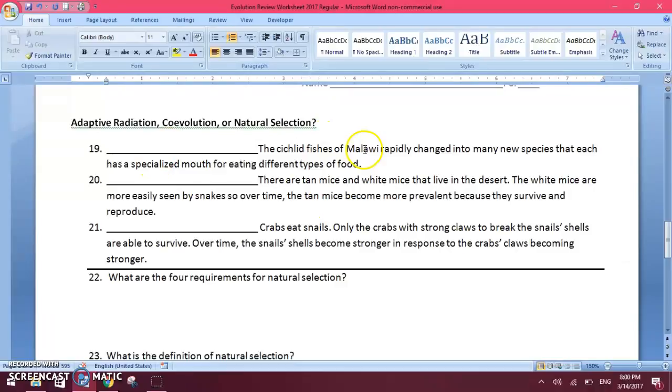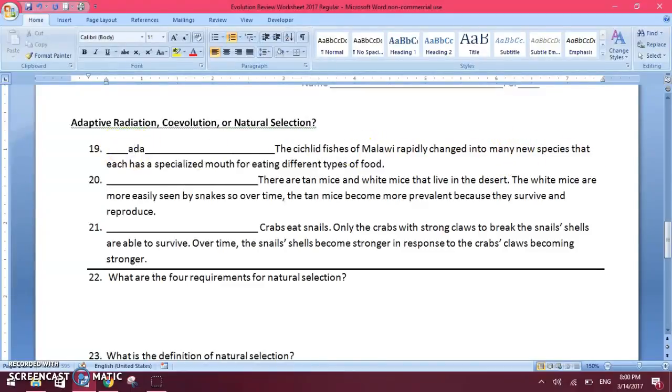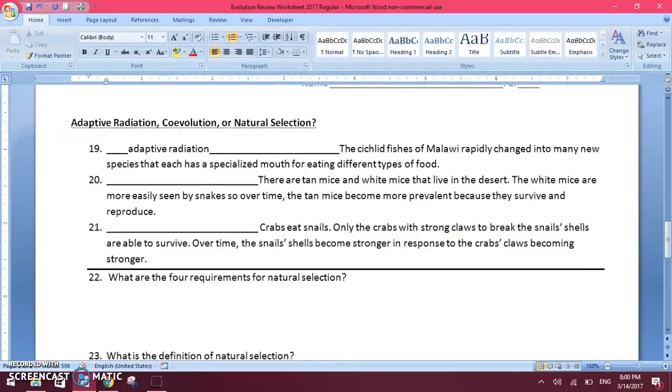All right, last section here. Fish in Malawi rapidly change into many new species. Anytime you see one species changing into many, that's adaptive radiation. Think about the sun radiating. When you draw a sun, you draw all those little lines coming off of it. Well, when you drew the adaptive radiation poster, you drew one species in the middle and 4 lines coming off of it. Those 4 lines represented those 4 different species.